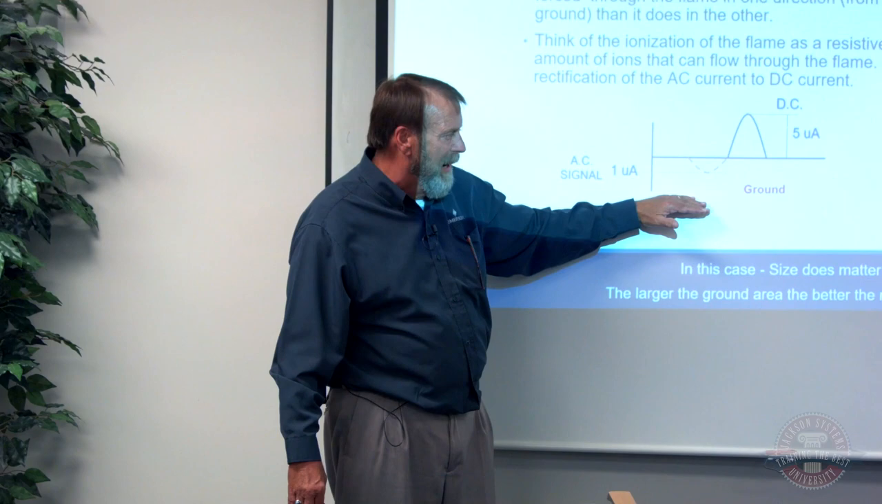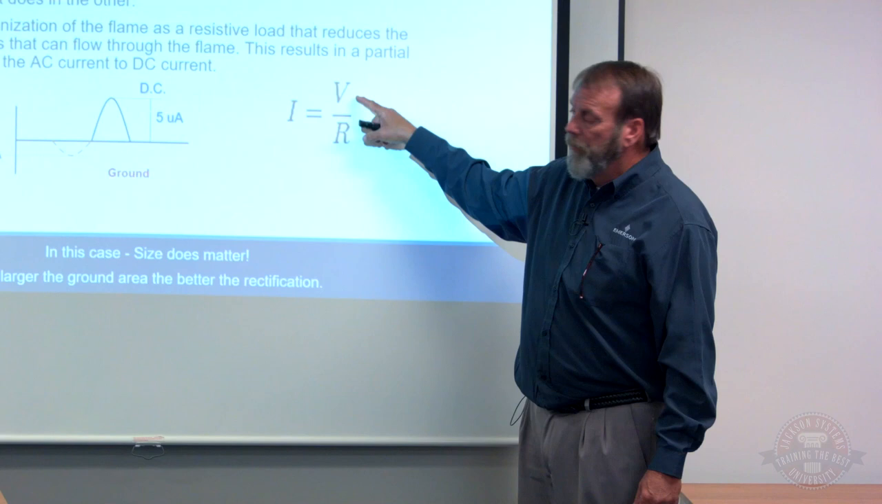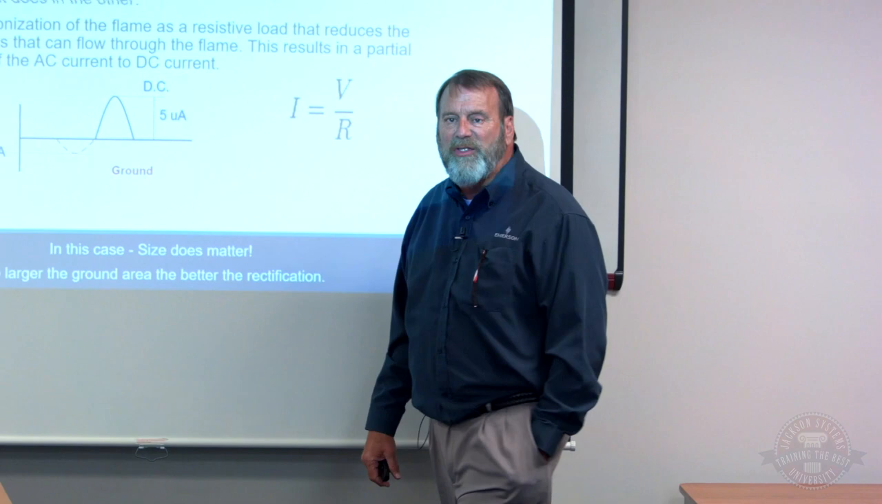And what happens is our friend Ohm's law comes into place. I stands for amperage, voltage, resistance. Voltage, 100 volts. Resistance, whatever the flame resistance is, and it's a really high number. You take that into voltage and you'll get your current, your intensity. And we measure intensity in microamps.